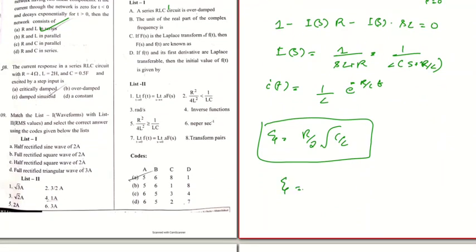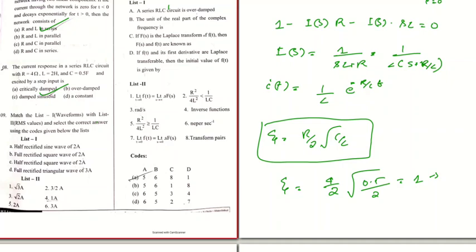So eta is equal to, instead of R we can write 4 by 2 root C, that is 0.5 divided by 2. We get 1 as the answer, that is, it is critically damped. Option number A. Thank you. Let's move on to the next question.